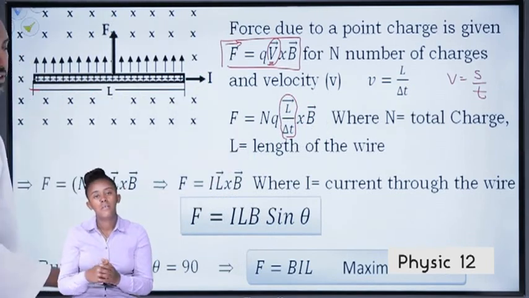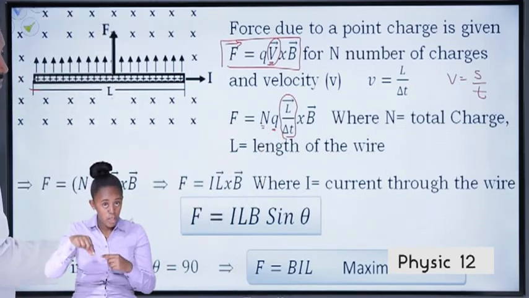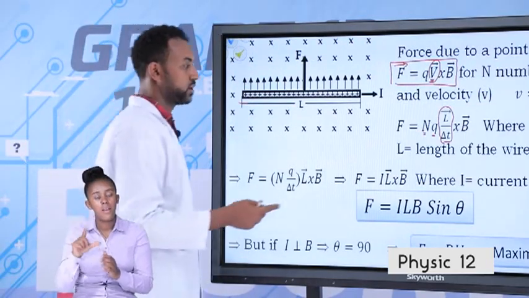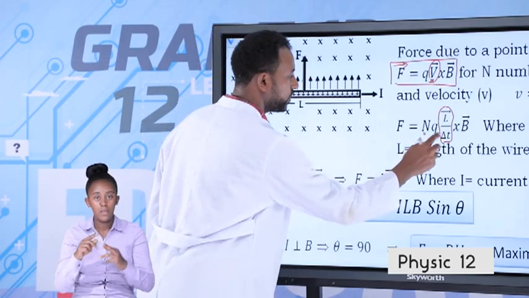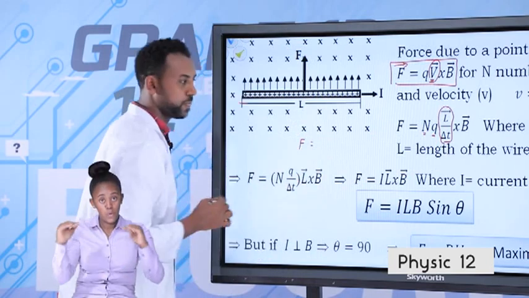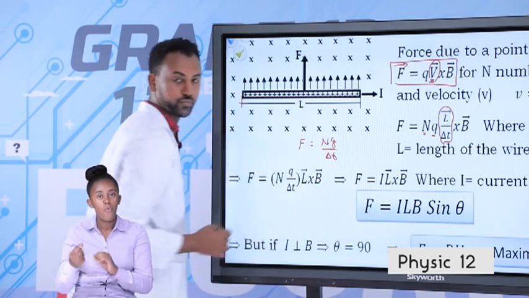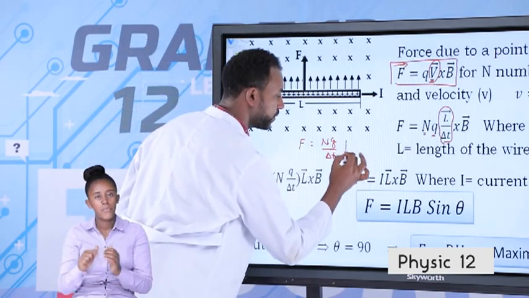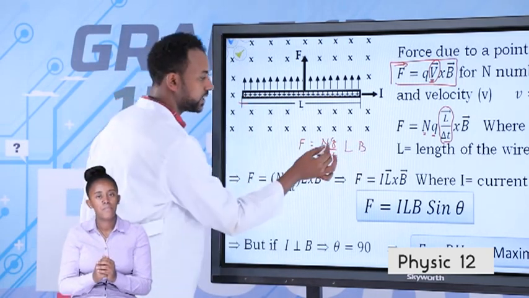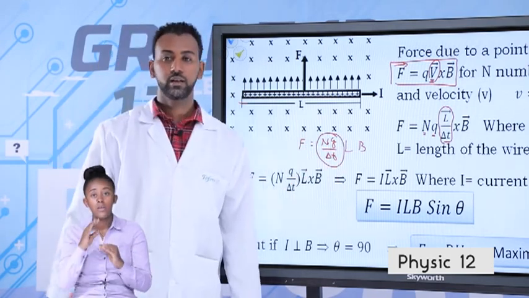Here we have n number of charges. So n number of charges times the charge Q, the charge on the charge carriers, and they are all moving a displacement of L, or length L of the wire. So we can have a mathematical arrangement. F is equal to n, the number of charges, Q over change in t, and here we are just left with L and B. Let's take only the magnitude. In this case, n times Q over change in t is the rate of flow of charge per unit time t.